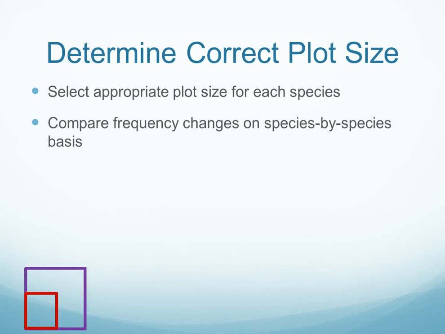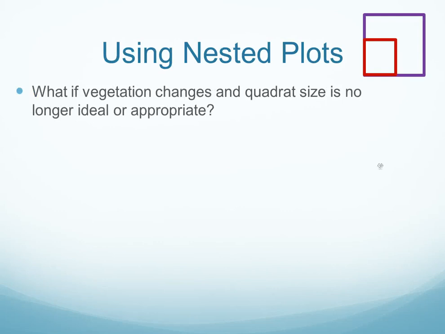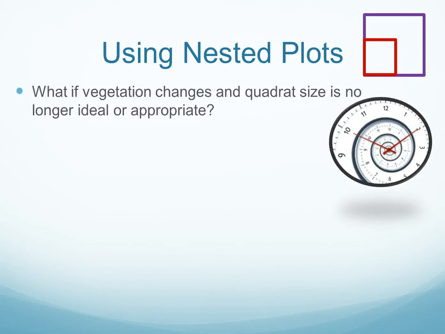So what we try to do is select the appropriate plot size for each species, and when we compare frequency to look for vegetation changes, we always do this on a species by species basis. It's important then that we maintain the same plot size over time when we measure frequency for individual species, and then we can only compare changes if the same plot size was used consistently for an individual species. Where we run into trouble is that vegetation is going to change.